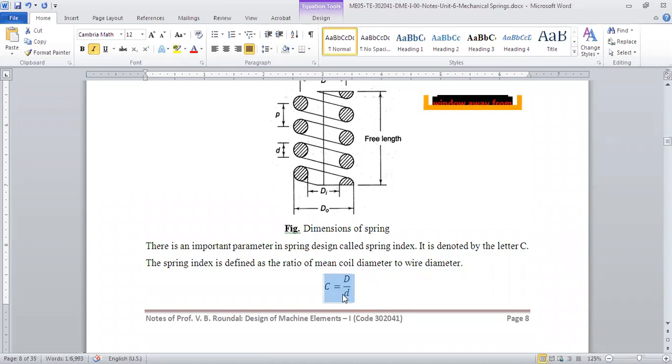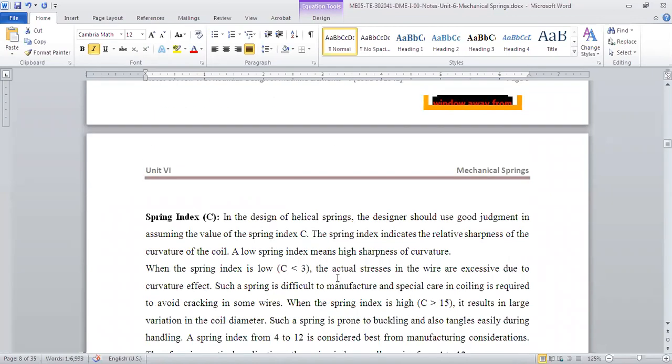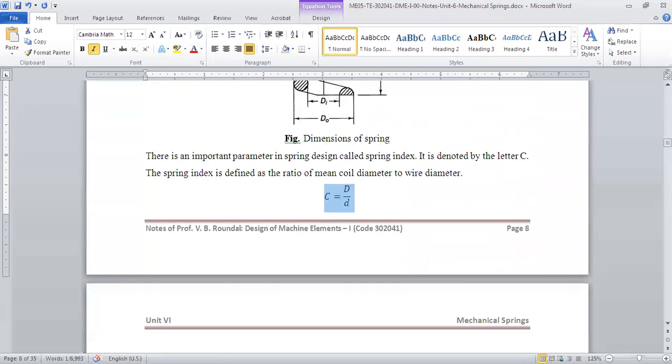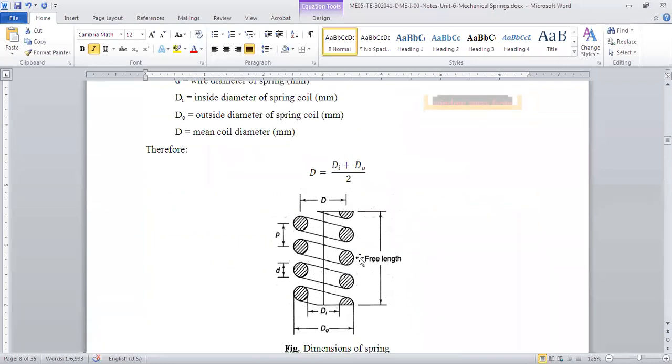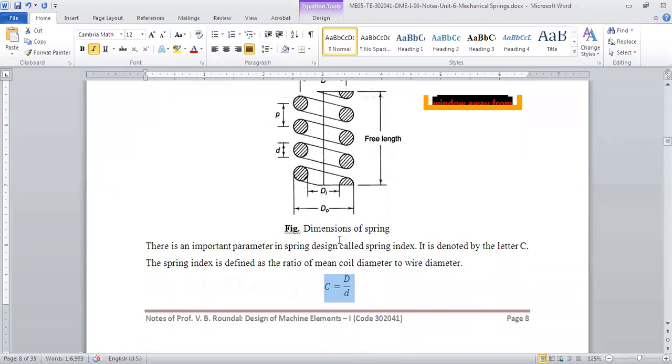That means the curvature of the spring is very sharp. Because of that, manufacturing will be difficult, and it will have different kinds of stresses, which is basically not desirable, right? This is because of the curvature or the sharpness. Are you getting my point? Compared to the diameter of the wire, the coil diameter is only 2 or 3 times. That means the curvature is very sharp, and there will be lots of stresses, and the manufacturing will be difficult, and that is not desirable.